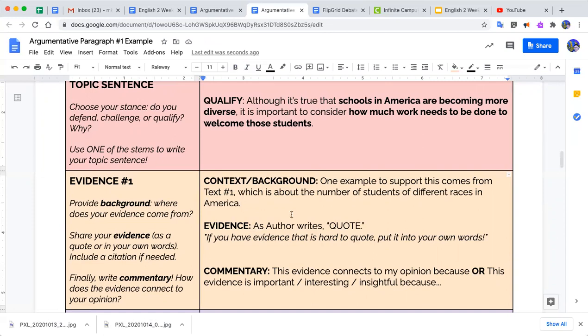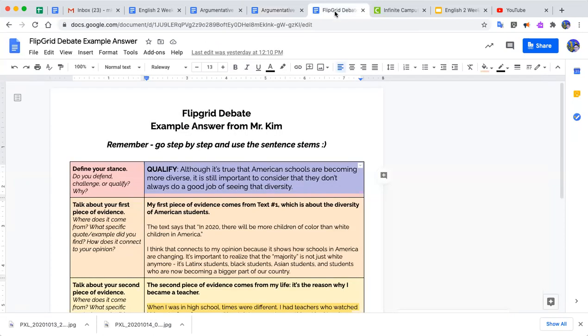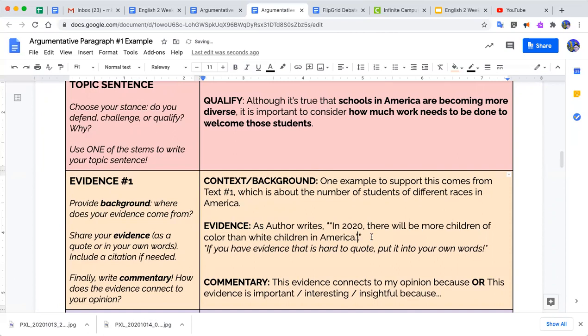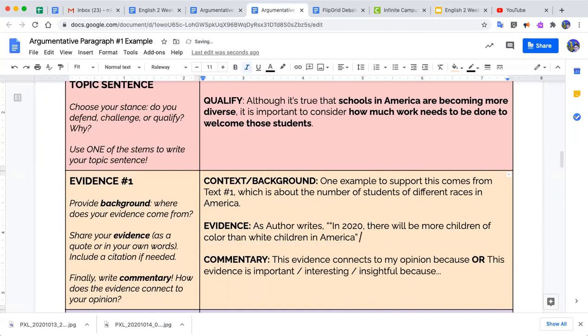I forgot my quote, but I'm going to go back to my debate, because I think I had it there. But I could say, as the author writes, "in 2020, there'll be more children of color than white children in America." I remember the author of that was the National Center for Education Statistics. So I'm going to put NCES, and then the page number was page 2. So there is my evidence and my citation.